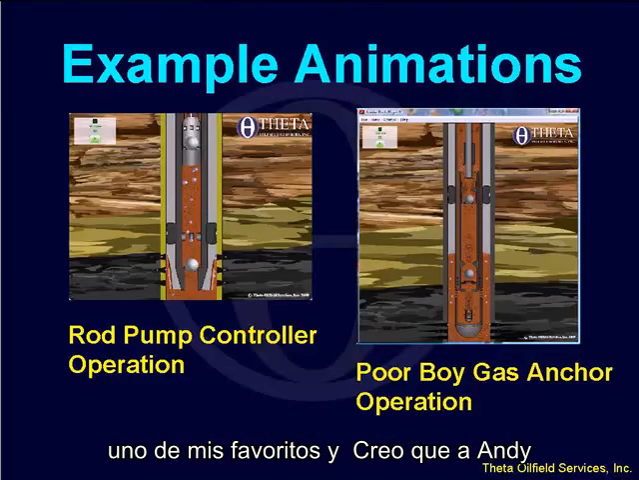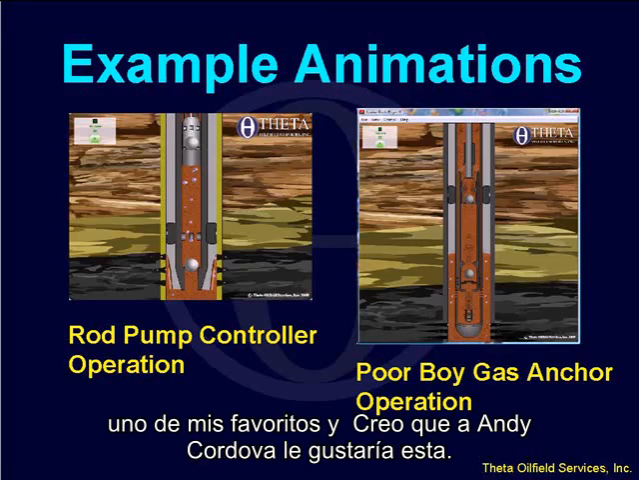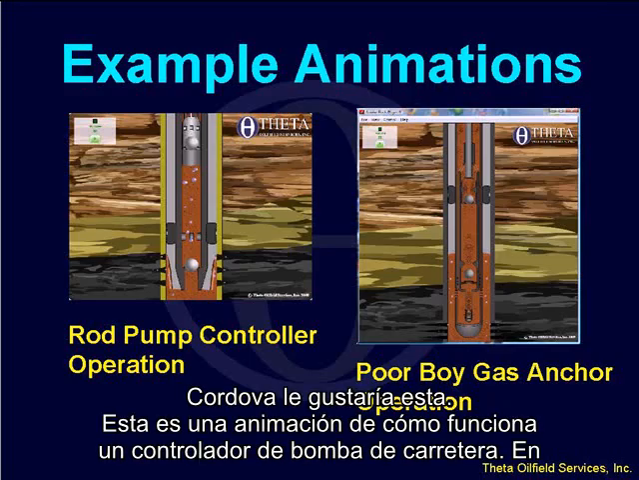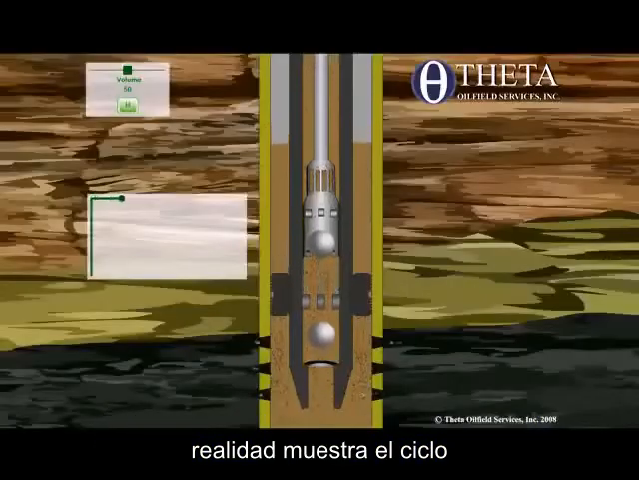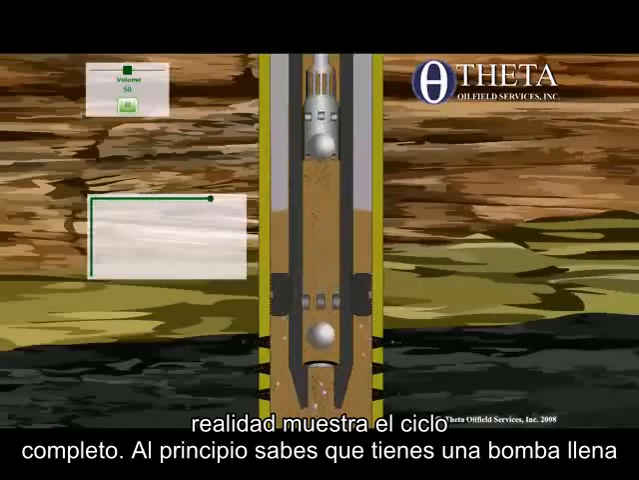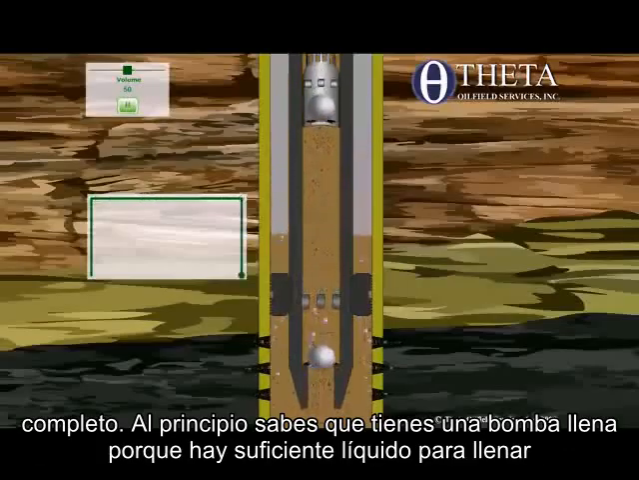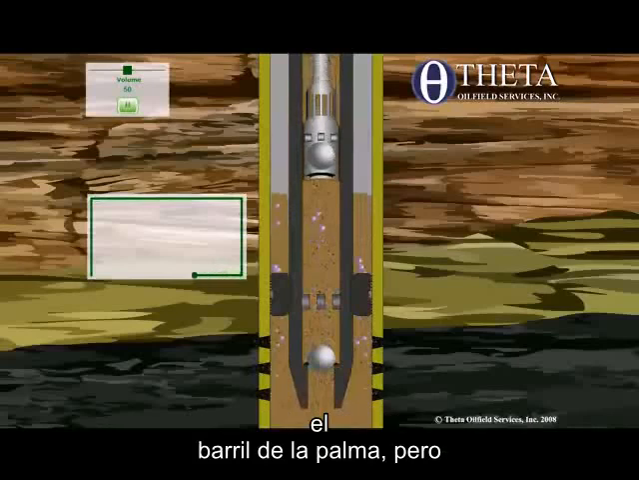One of my favorites, and I think Andy Cordova would like this one, this is an animation for how a rod pump controller works. This actually shows the whole cycle. You know, at first you have a full pump because there is enough fluid to fill up the pump barrel.